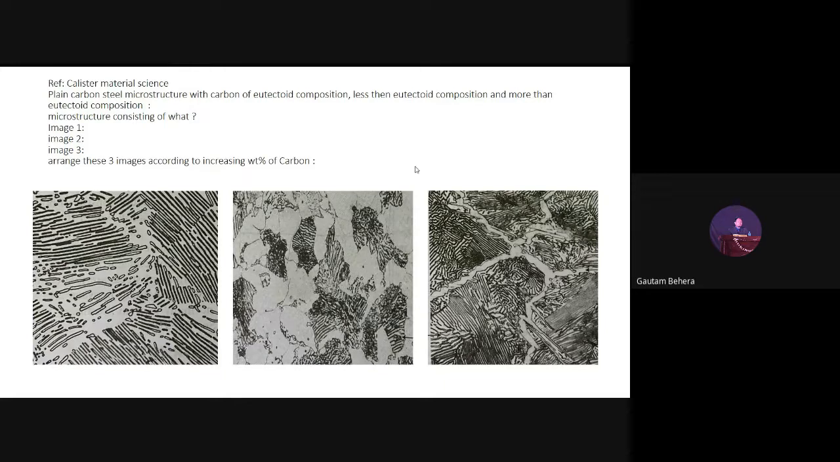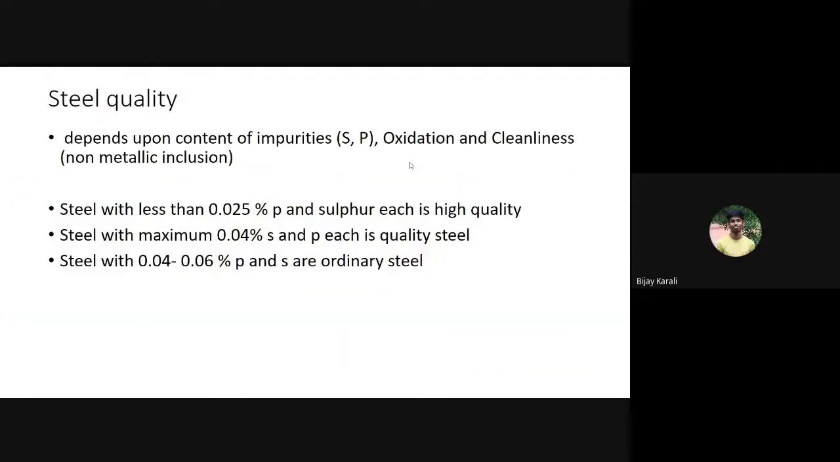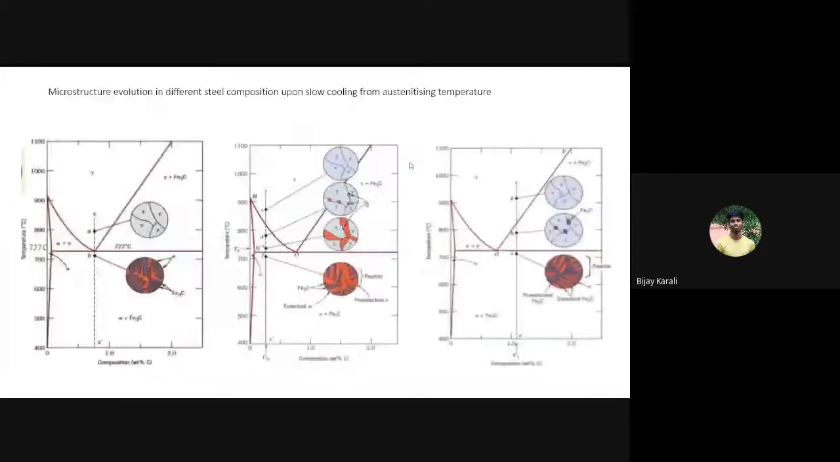Do you want me to show you that slide where I explained the evolution of microstructure? Yes, sir. Okay. This one.